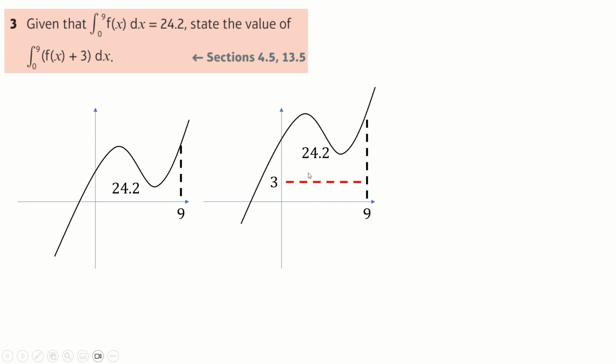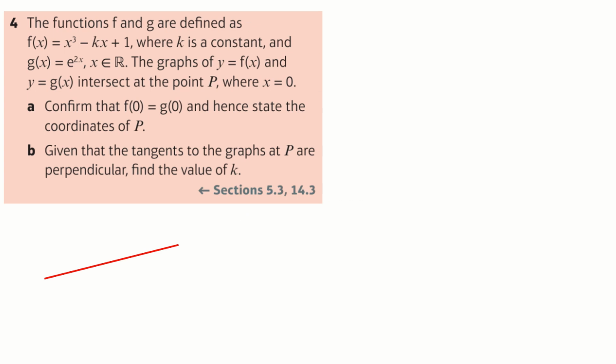And of course, you've created all of this extra area, which has size 9 times 3 for 27. And so now the integral of this function here is just 24.2 plus this extra 27 you invented, which is 51.2. And the last one here, this line shouldn't have turned up straight away, but I can't be bothered to fix that. f of x is this, g of x is this. This is a really weird question.